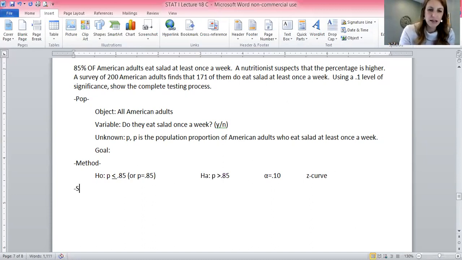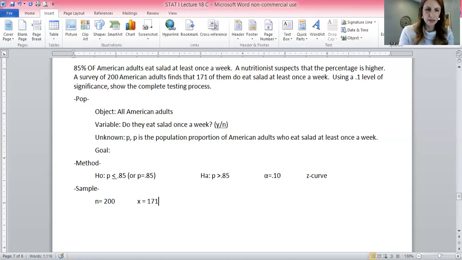So after that, I have my sample step. So this one's pretty quick as well. I'm going to pull all my information out of the sample that I have. So here I could state what N is equal to. It always capitalizes it when I write it first. So N here is 200. And then I'm going to state what X is, and that is 171.